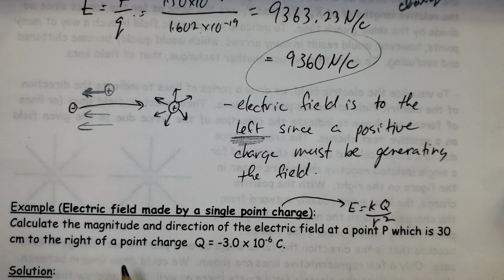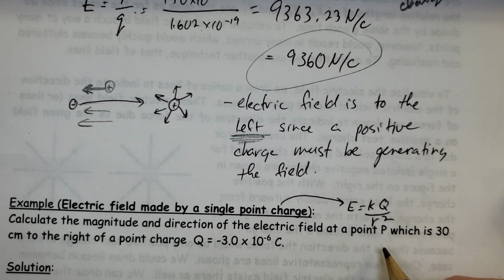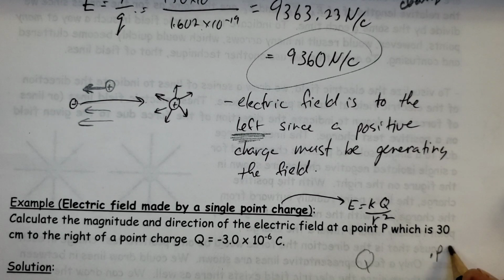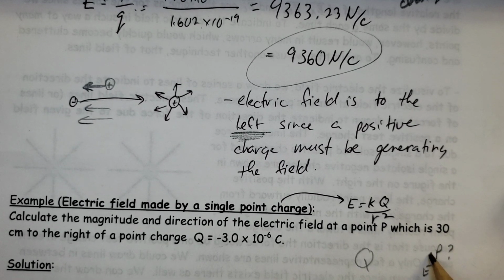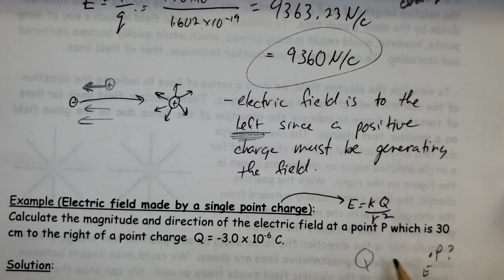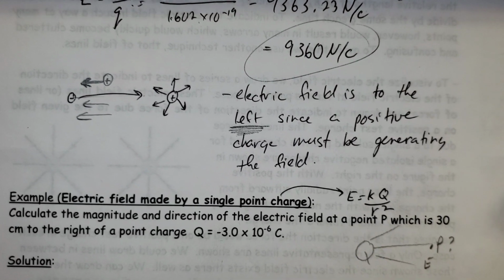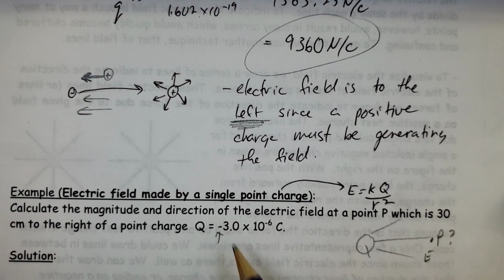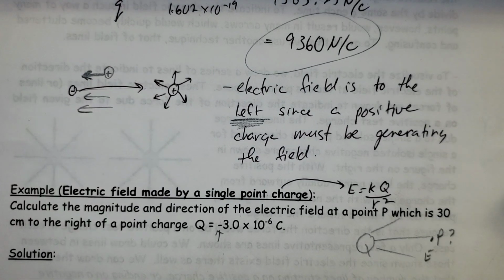So it says here, calculate the magnitude and direction of the electric field at a point which is 30 centimeters to the right of big Q. So we're looking at what happens to this. What is the E at point P when I have this electric field being made by a charge, called Q? Now I know, see this right here? We know that it's a negative charge because we have a negative in front of it. All right, so a couple of things here.